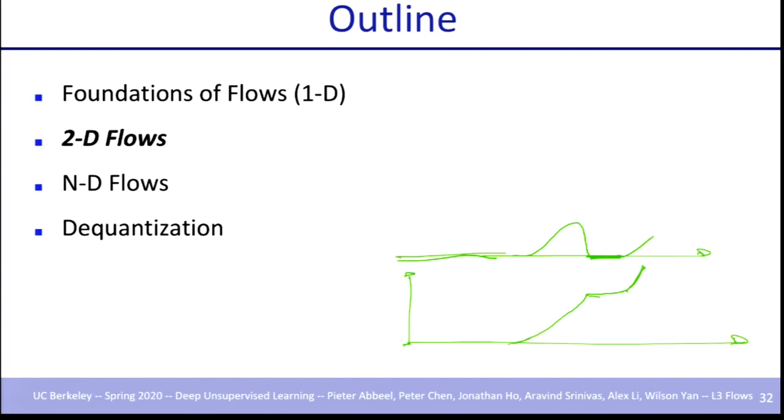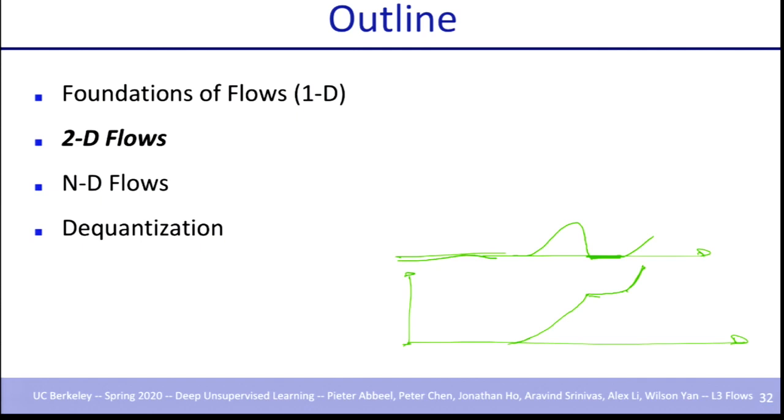Question? Do you have different invertibility constraints on your matrix layers? So far we've just done 1D, so we don't have any matrices yet. We're going to get to that. We're going to go to 2D, then ND, and there will absolutely be considerations there. Yes.